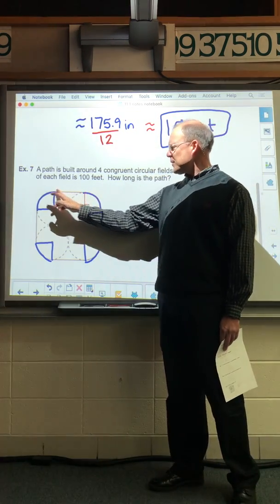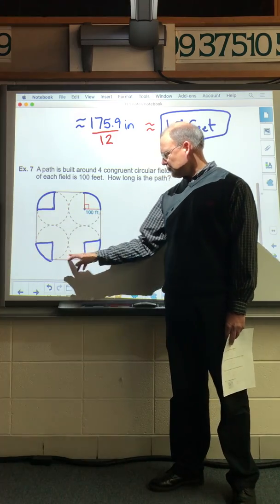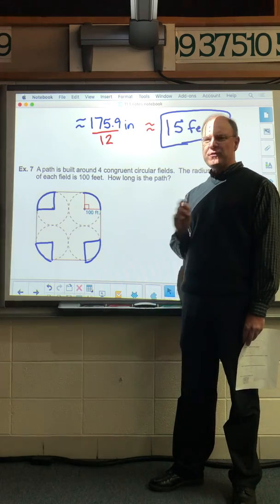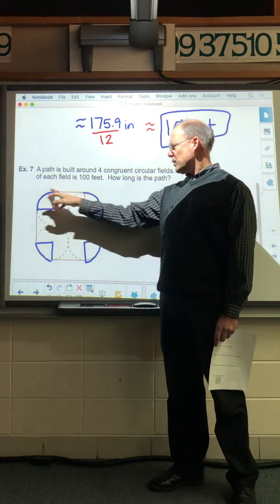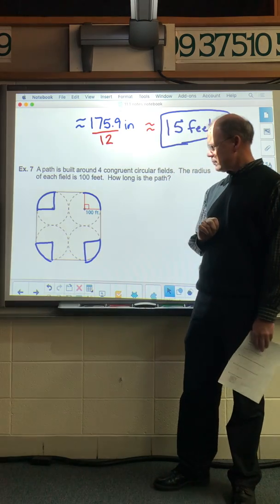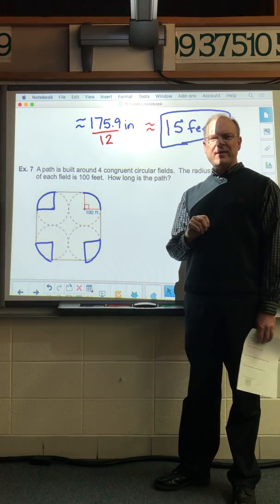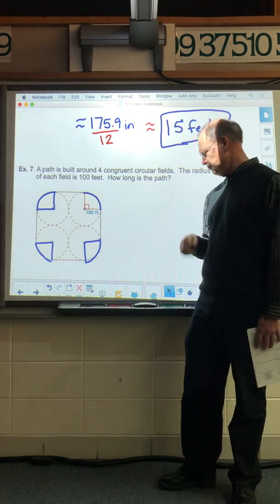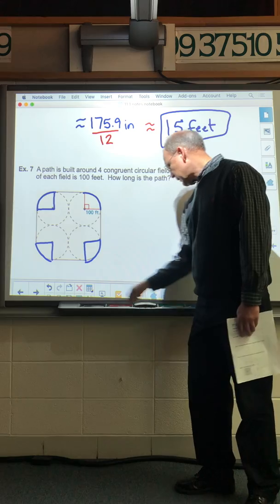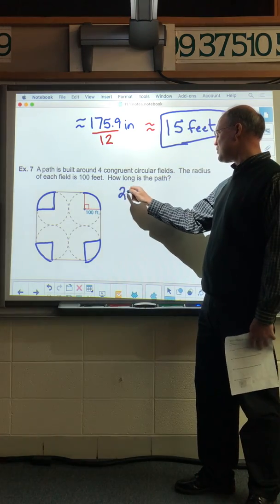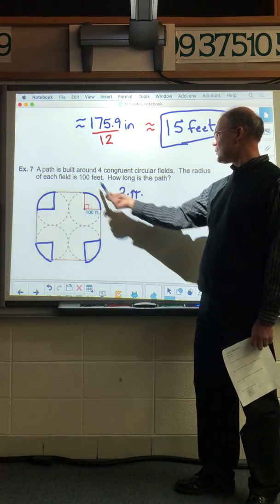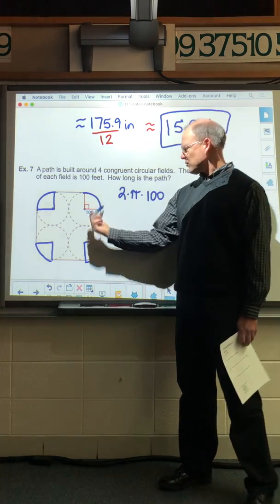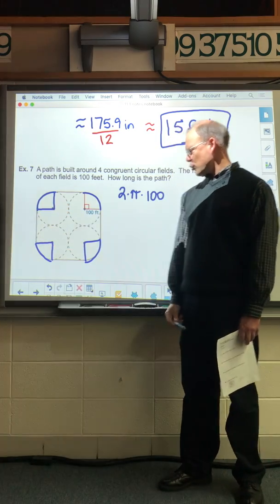So if I added up these 4 arcs, so if each one of them is 1/4 of the circumference, but there's 4 of them, if you add those up, that would just equal the circumference of one circle, right? Okay, so if I do 2 times pi times the radius, which is 100, so that gives me those corners.